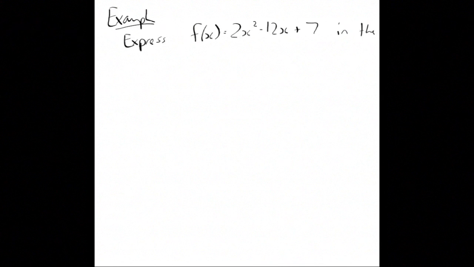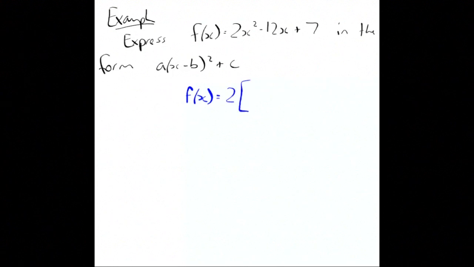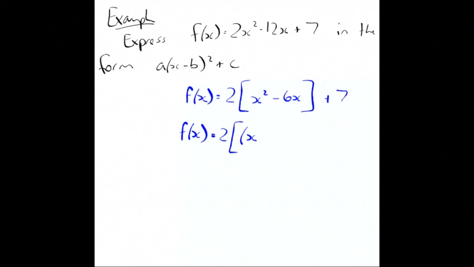Another example, express f of x equals 2x squared minus 12x plus 7 in the form a brackets x minus b squared plus c. So that's saying put it into completed square form. The only catch here is that there's not just a single x squared. So to get that, we have to pull it out. I find it easier just to pull out the terms with the x's in. So you get 2, and I use square brackets here, x squared minus 6x. Then all I'm going to do is complete the square on what I've got left.